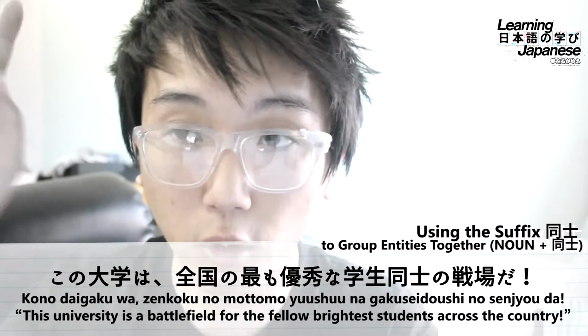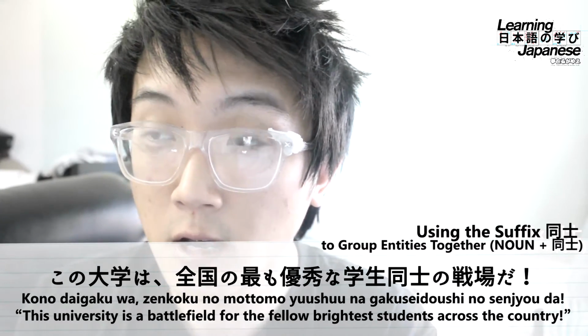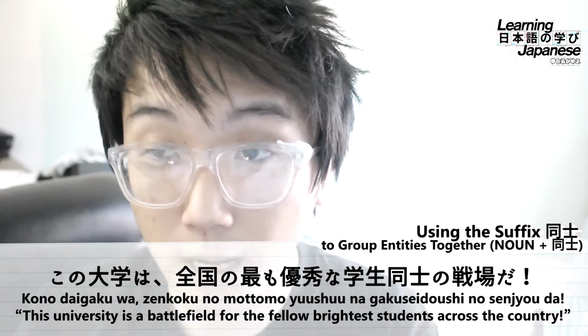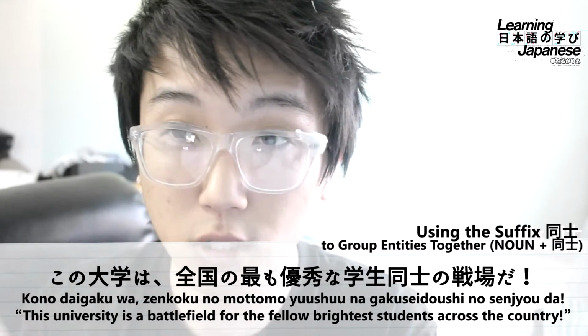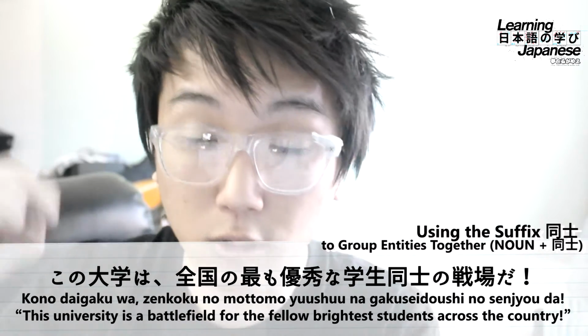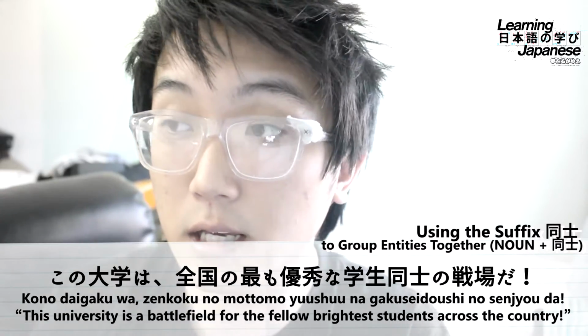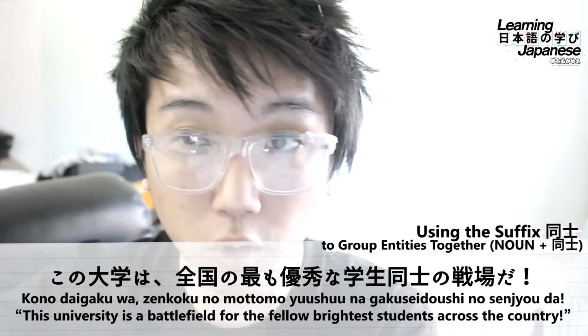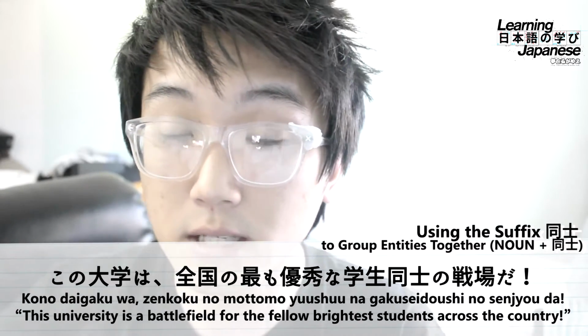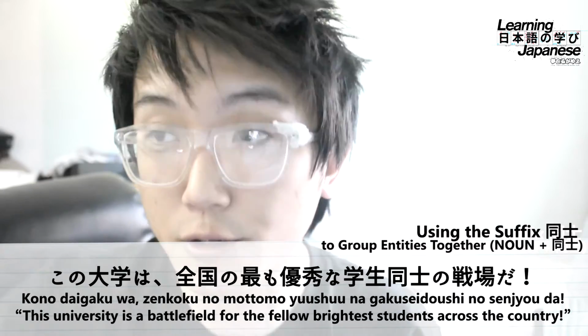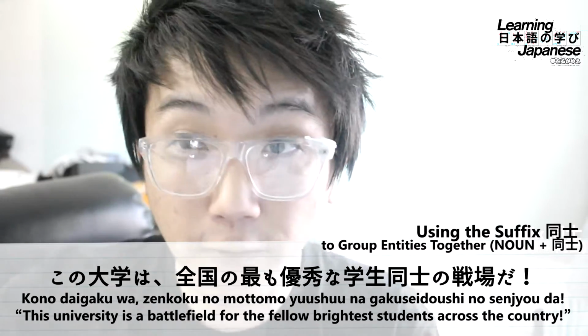So we're gonna have that particle na right after it because that's what we include for na adjectives when they're modifying nouns. And then we finally get to our second noun, which is going to be gakuseidoushi. And so gakusei is of course going to mean student, and the doushi right there is going to be our suffix that means grouping together students. So this will turn into something like fellow students.